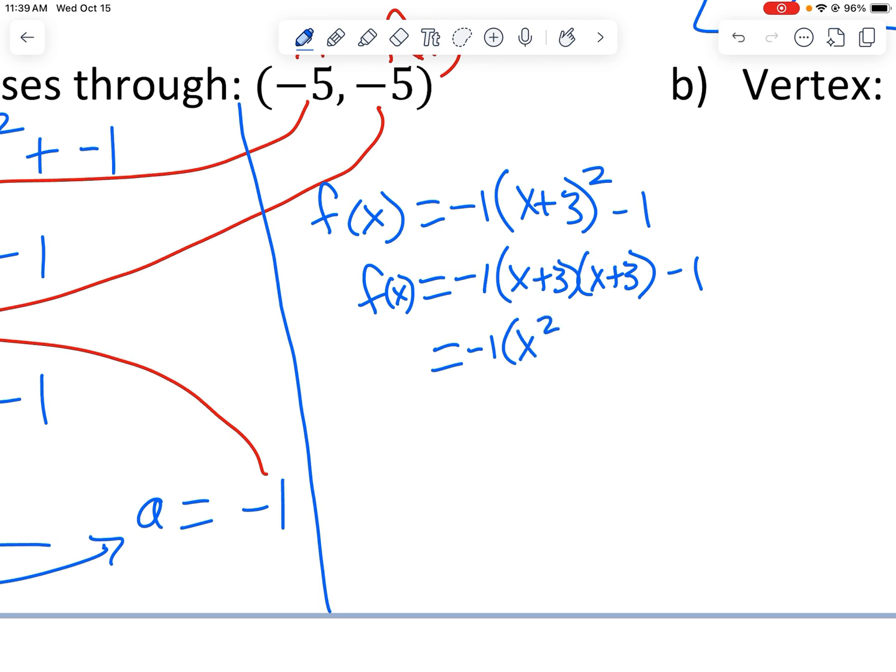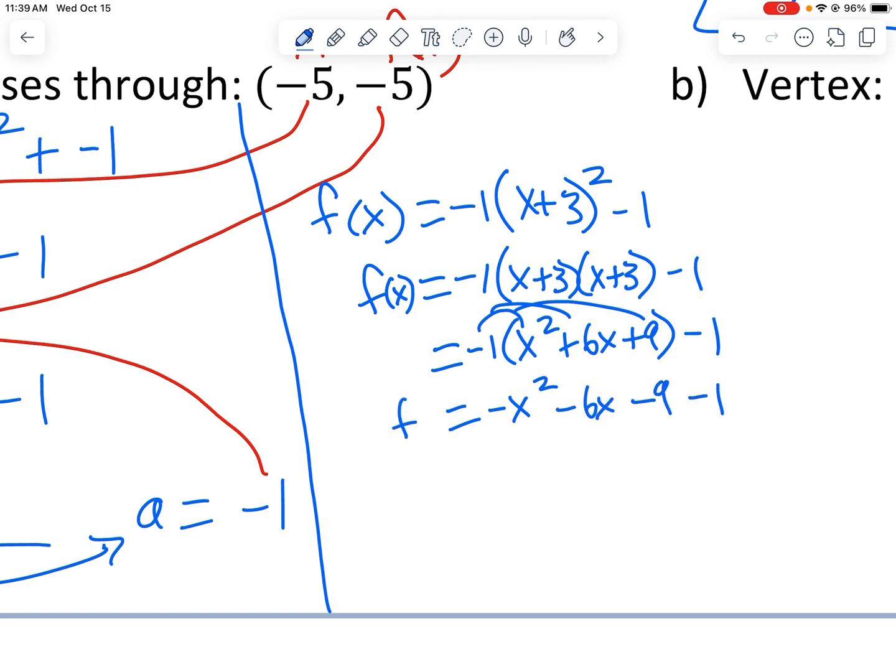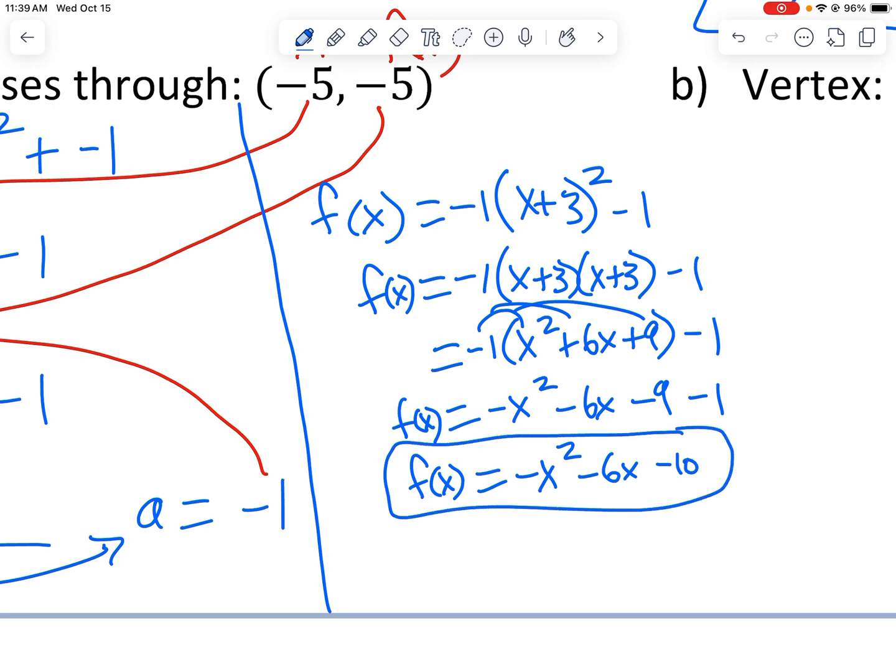We've done a lot of factoring, so it's kind of like going backwards on factoring, just double distribution. It's going to add up to 6x in the middle, and then plus 9 on the end. I'm now going to distribute this negative 1 through to get negative x squared minus 6x minus 9. And the minus 1 is now available to combine with the others. I got f of x equals negative x squared minus 6x minus 10. And now I've got it in standard form. So vertex form up here, standard form down here.